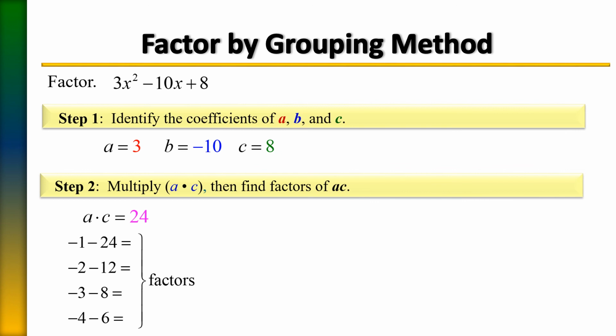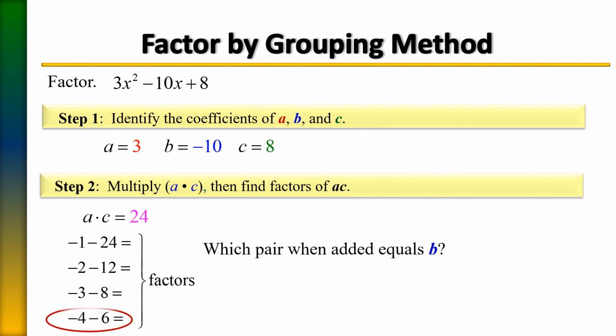So now you want to ask yourself, out of those possibilities, which one, when we add them together, is going to equal our middle term of negative 10? Well, if you said the pair of negative 4 and negative 6, you are correct. So we're going to use these pairs to utilize a method that we learned in a previous section called factor by grouping when you have 4 terms.